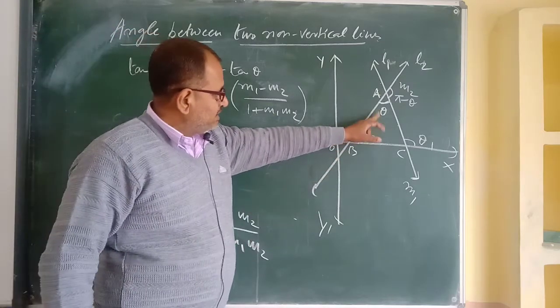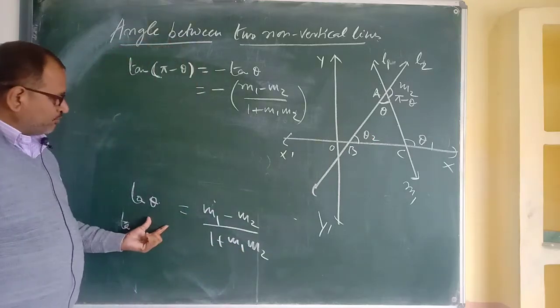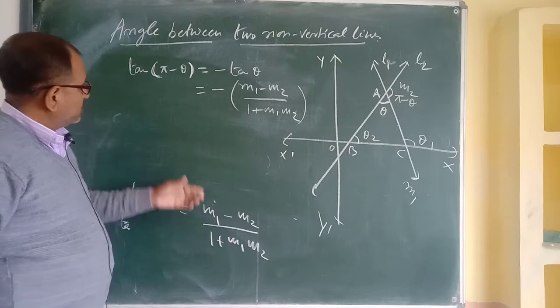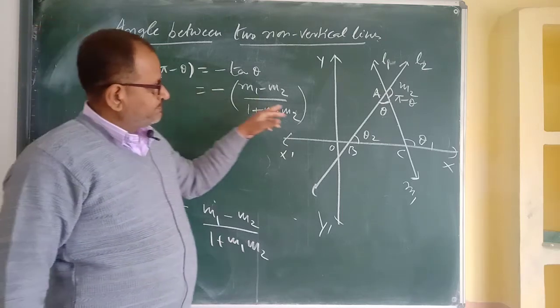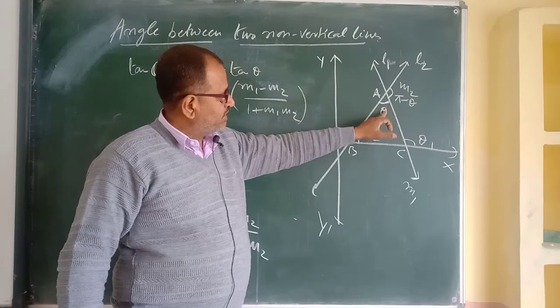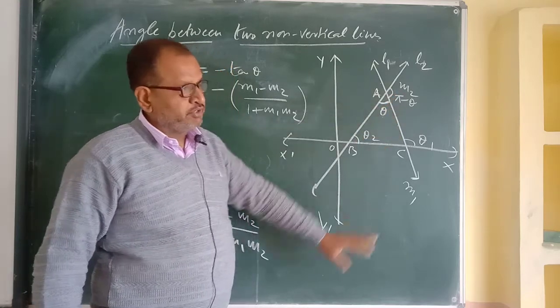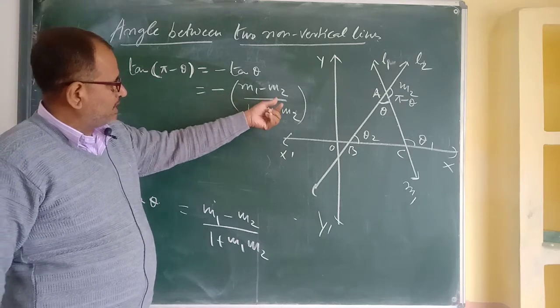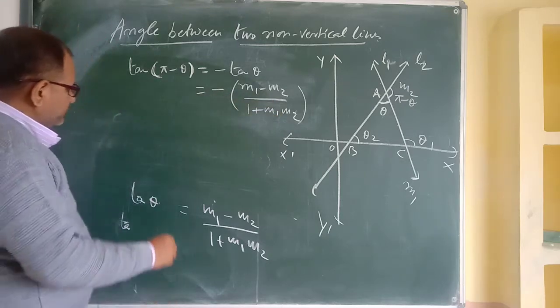So if theta is acute, we will apply this formula: tan theta is equal to m1 minus m2 upon 1 plus m1 m2. And if the angle between these two is obtuse, not theta. If theta is acute, pi minus theta is obtuse. So for the obtuse angle, we will use this formula, minus m1 minus m2 upon 1 plus m1 m2.